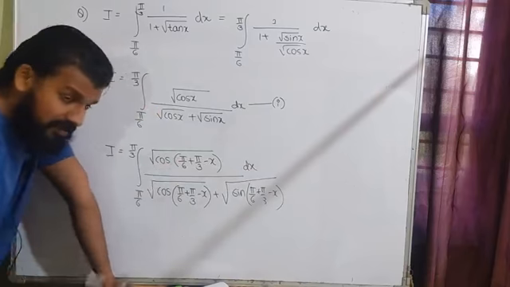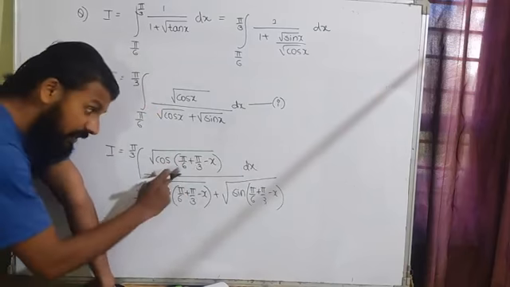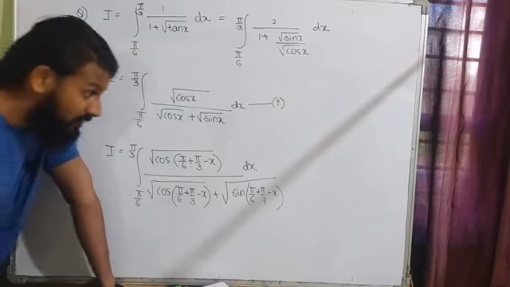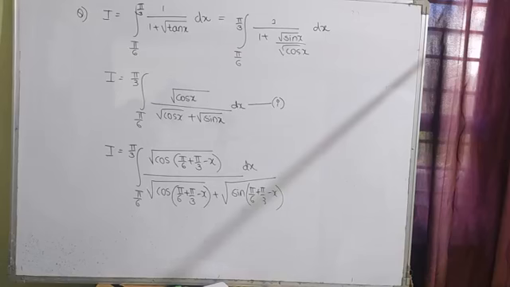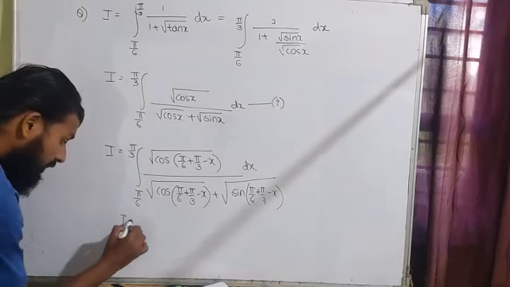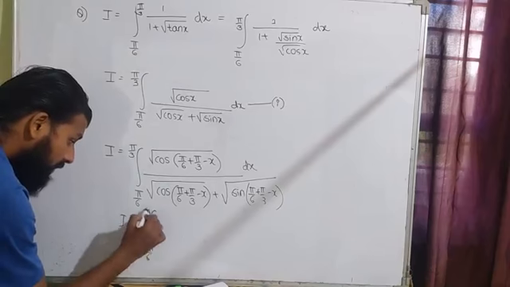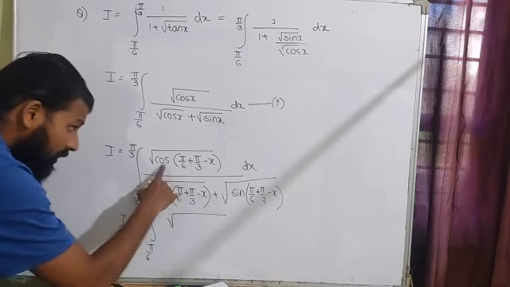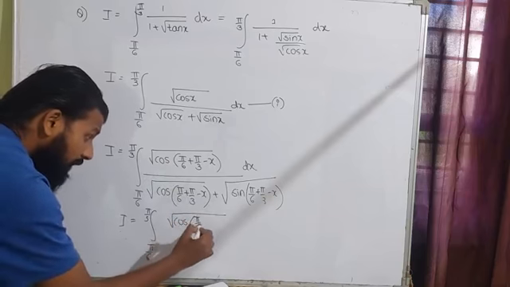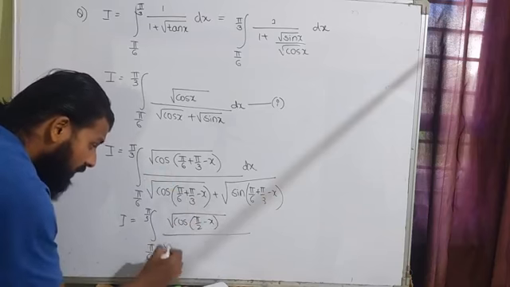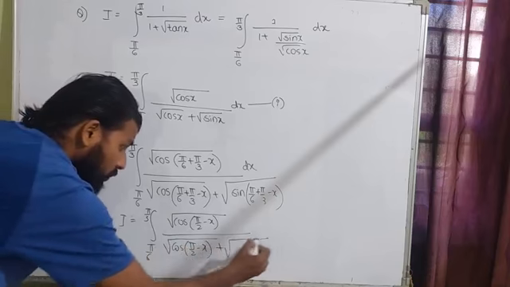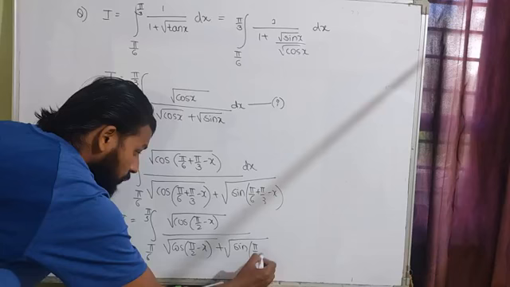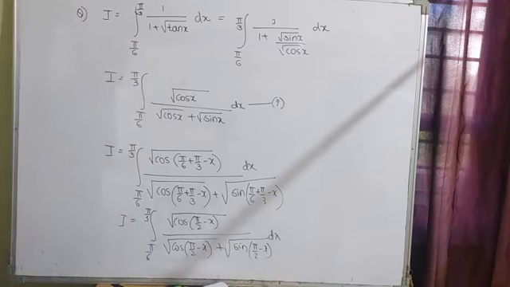Pi by 6 is 30 degrees, pi by 3 is 60 degrees. 30 plus 60 is 90. So I is from pi by 6 to pi by 3; in the numerator I will be having root of cos of (pi by 2 minus x). In the denominator again cos of (pi by 2 minus x) plus root of sine of (pi by 2 minus x), into dx.